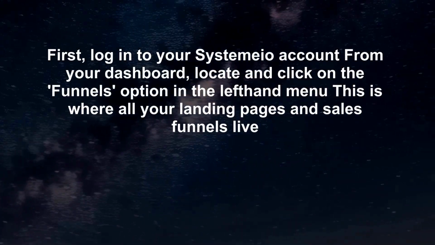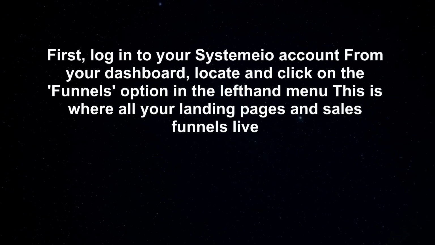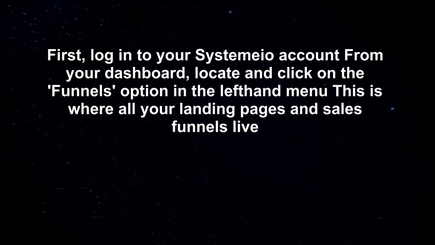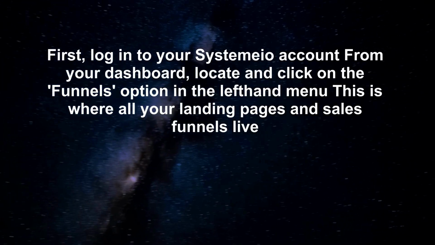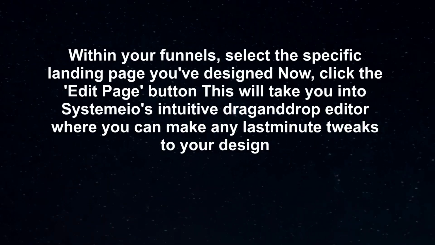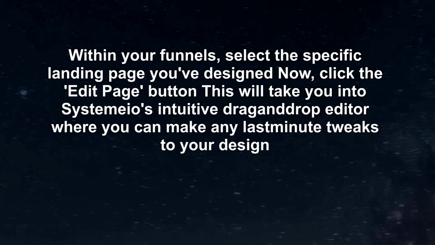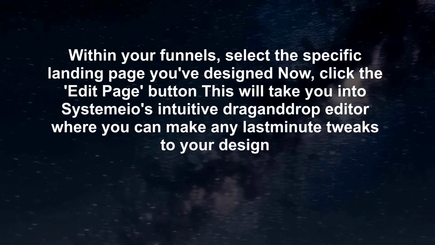First, log into your System.io account from your dashboard. Locate and click on the Funnels option in the left-hand menu. This is where all your landing pages and sales funnels live. Within your funnels, select the specific landing page you've designed. Now, click the Edit Page button.